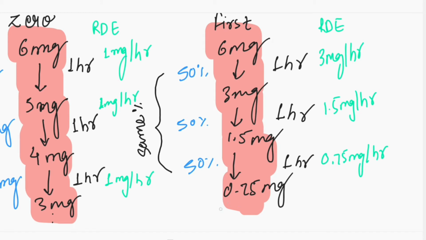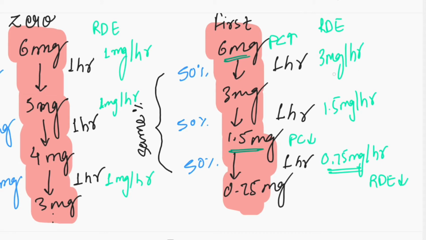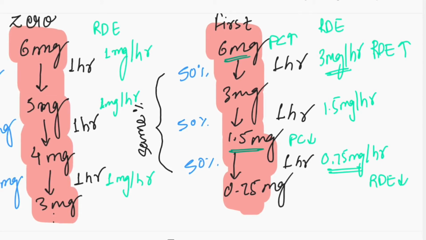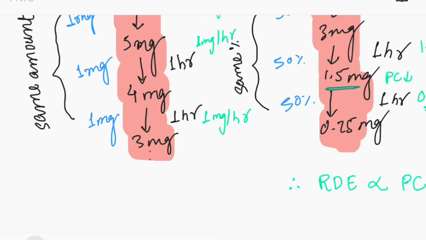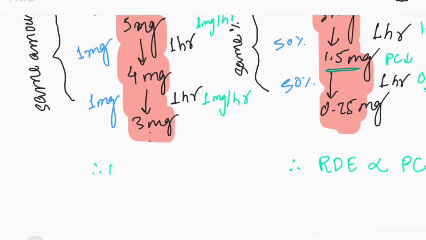As is evident in this flow diagram, when plasma concentration of a drug is lower, the rate of drug elimination is also low, whereas when the plasma concentration of a drug is higher, the rate of drug elimination is also higher. Therefore, the rate of drug elimination in first order kinetics is directly proportional to the plasma concentration of that drug. In contrast, in zero order kinetics, the rate of drug elimination is constant.